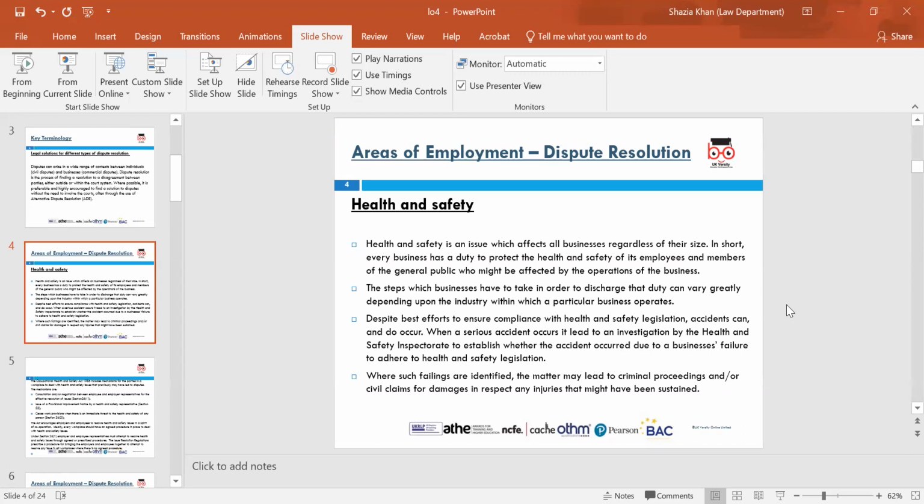Okay, thank you, Nandish. So health and safety is an issue which affects all businesses, regardless of their size. In short, every business has a duty to protect the health and safety of its employees and members of the general public who might be affected by the operations of a business. The steps which businesses have to take in order to discharge that duty can greatly depend upon the industry within which a particular business operates.